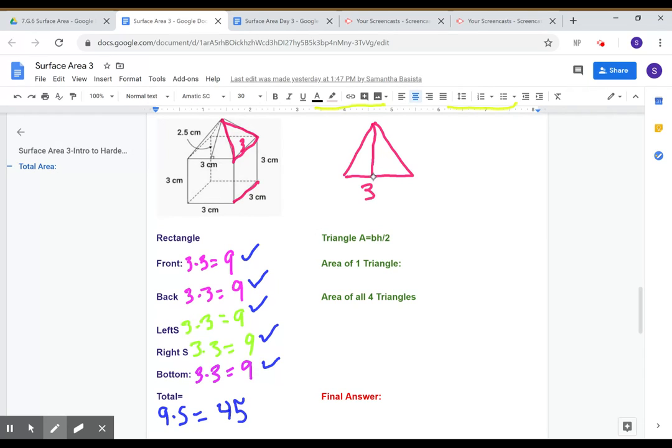Remember we said the height makes that perpendicular. So if I look at this, I see a little square, the 90-degree angle. So the height they tell me is 2.5. So here's my formula. Area equals base times height divided by 2. So I'm going to do 3 times 2.5, which is 7.5. But then I still have to divide that by 2, which is 3.75. So this is the area for one triangle.